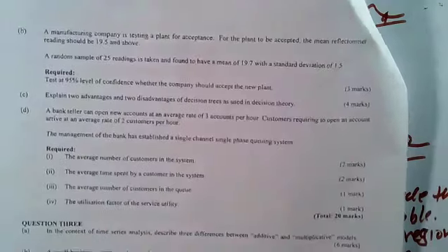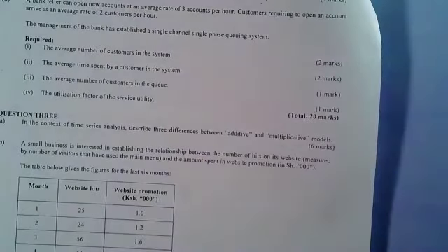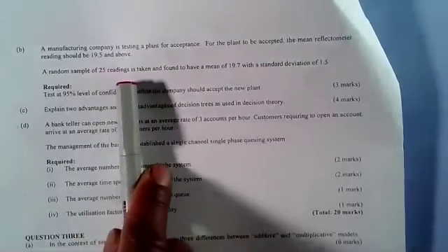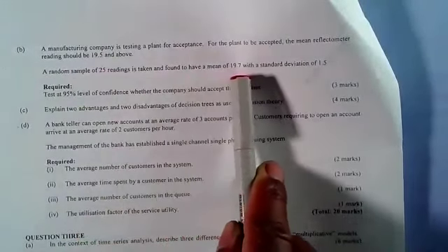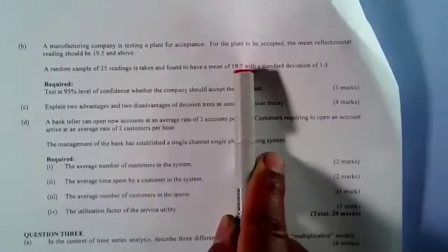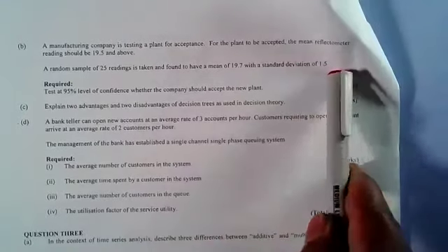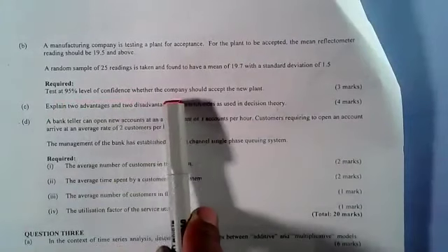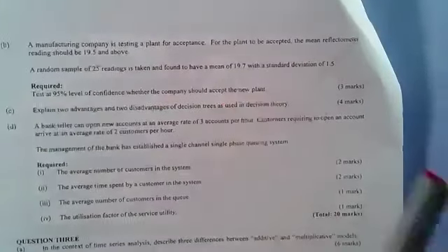Okay, let's do that question because naona hiyo wengi watapotea. I want us to do that question. Since our N is less than 30, tukasema when it's less than 30, that's when we apply T test. Lakini kama ingekuwa greater than 30, like the one we had already done, the previous we have done, N was 100. That's when we are using the Z. So a random sample of 25 readings is taken and found to have a mean of 19.7. So in 19.7, your X bar is the mean for known population with a standard deviation of 1.5. Then test at 95% level of confidence whether the company should accept the new plant.